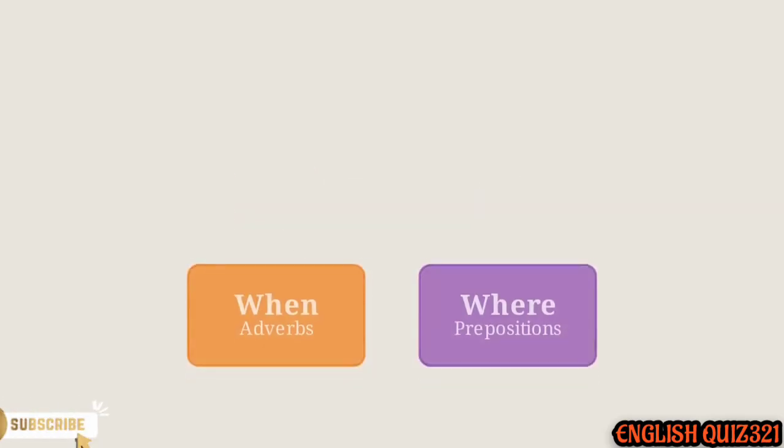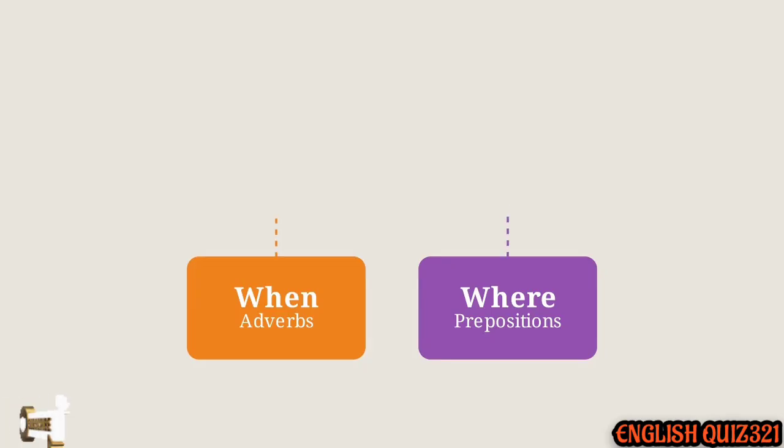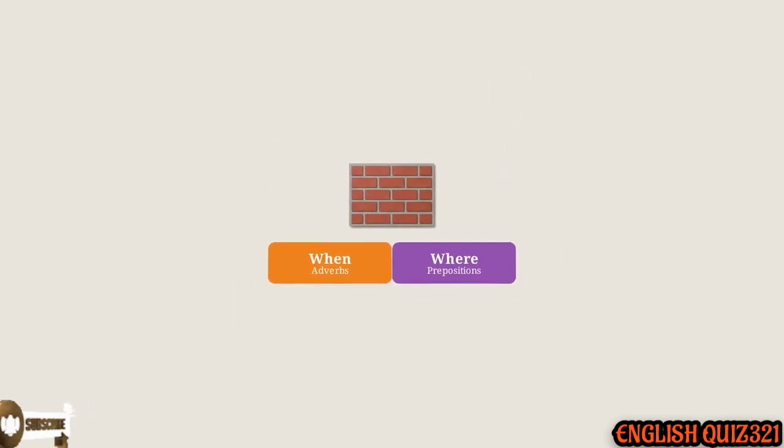By establishing time, place, and manner, adverbs and prepositions serve as the architectural blueprints. They give exact coordinates and timing to the actions happening inside your sentence.